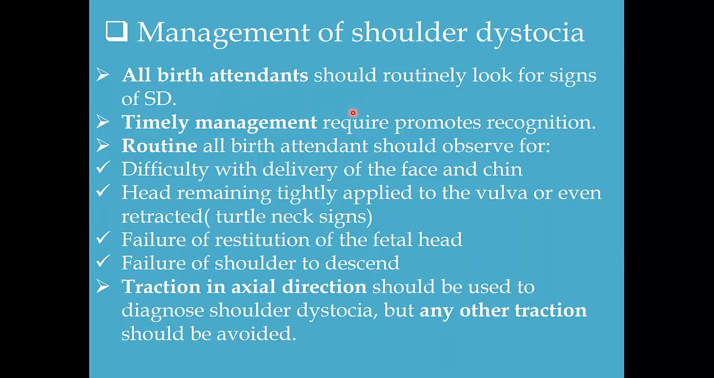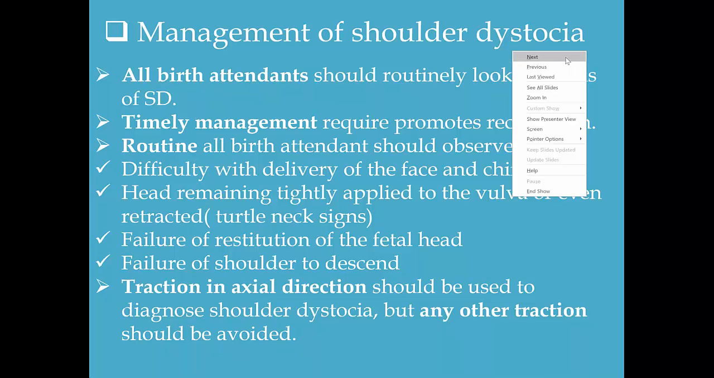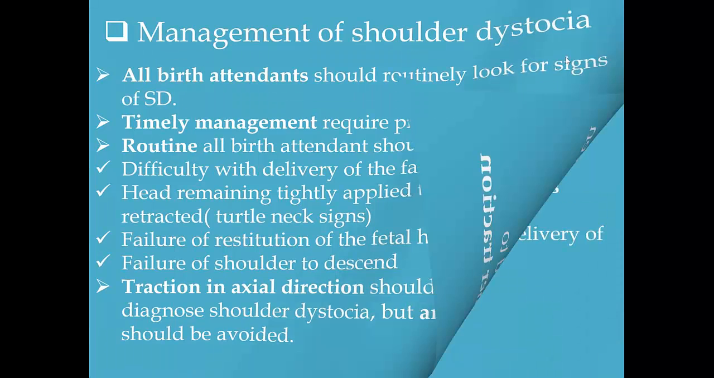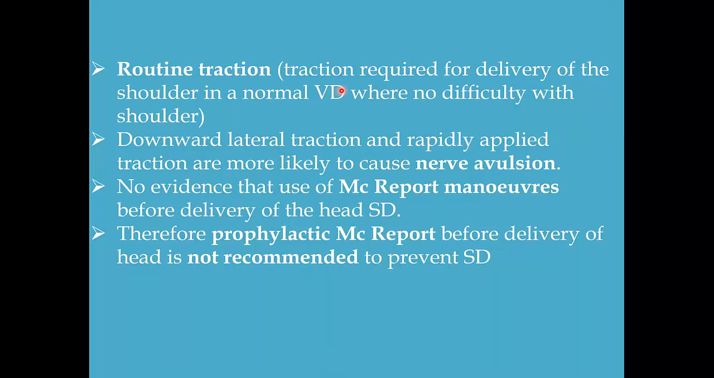So this is about management of shoulder dystocia. The routine traction required for the delivery of the shoulder in a normal vaginal delivery, where there is no difficulty with the shoulder. Downward lateral traction and rapidly applied traction are more likely to cause nerve avulsion.